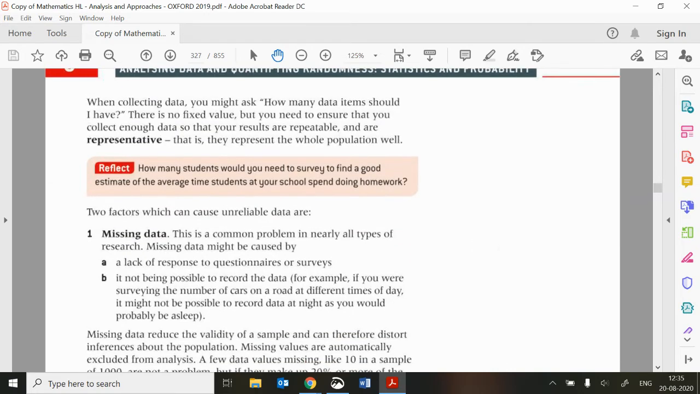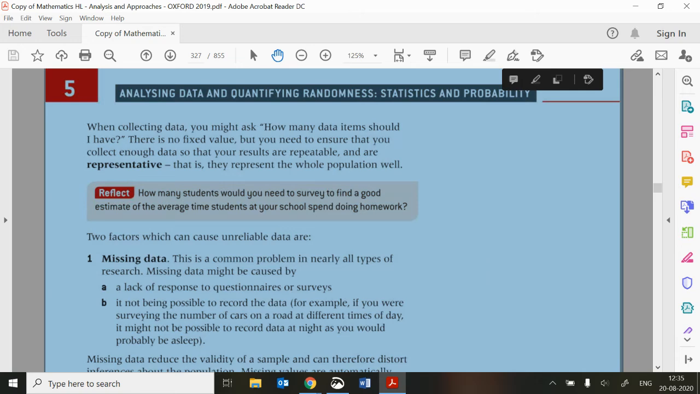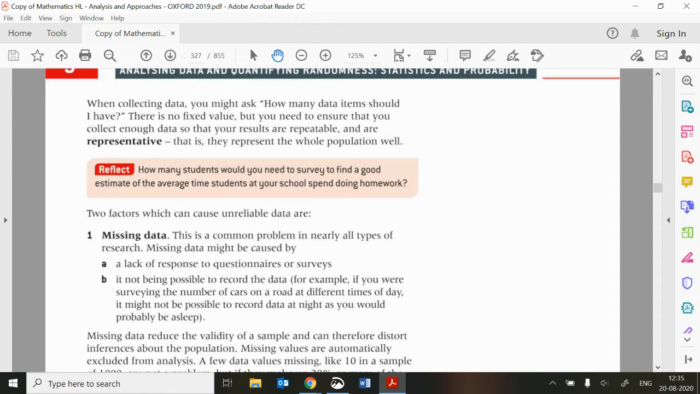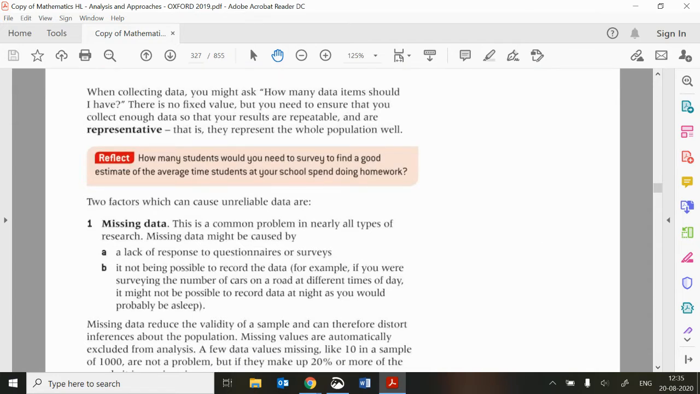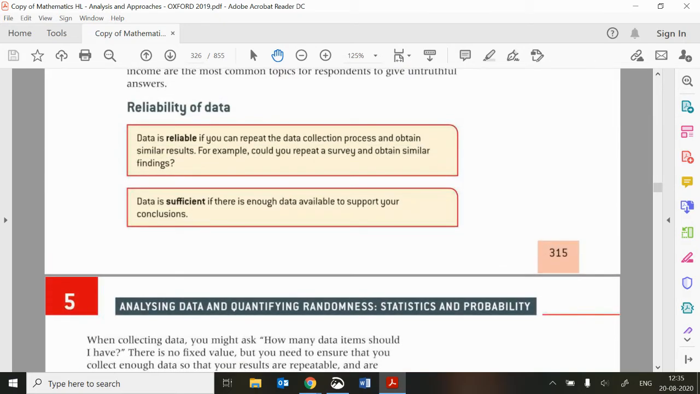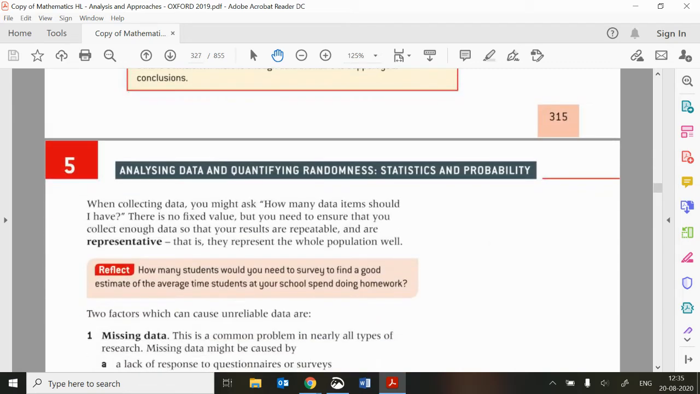So they're talking about representative things as well. What is representative? They're saying when collecting data, you might ask, how many data items should I have? And of course, there's no fixed number, but you need to ensure that you collect enough data so that your results are repeatable. Results being repeatable means that you then have sufficient data. And likewise, results being sufficient means that the data is reliable. Seem to be very similar things.